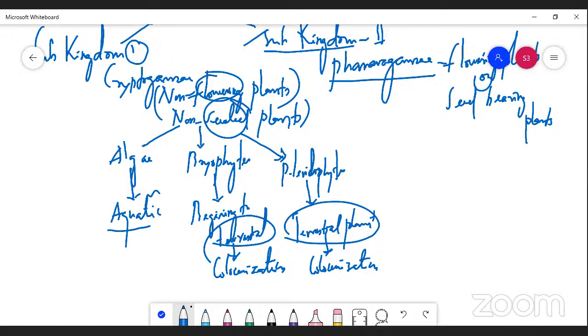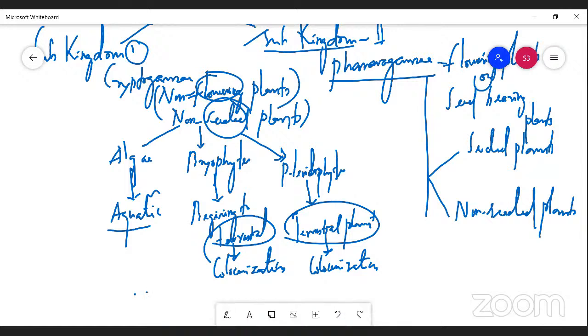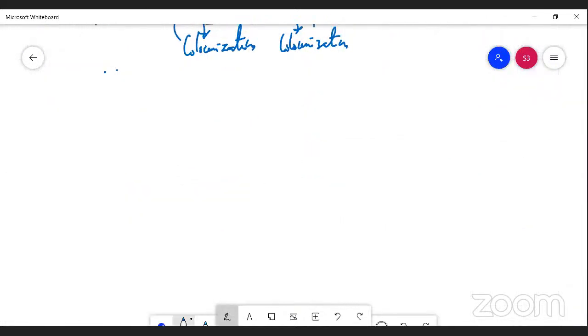Phanerogamia is further classified into two types: seeded plants and non-seeded plants. That is the classification. Can I go to the next one, commonly called alternation of generations? What is that?